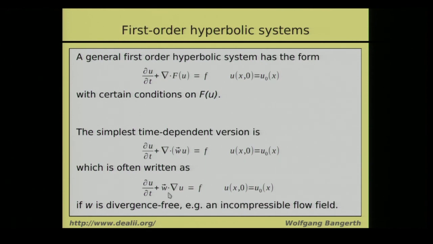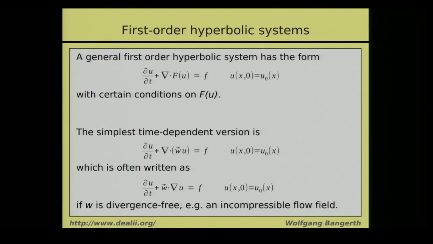This is called the non-conservative form. As I say, if W is divergence free, they're of course exactly equivalent. Divergence free means in particular it's incompressible. So if this is, for example, a velocity field that you get out of the Stokes equations or the Navier-Stokes equations, then it is divergence free.